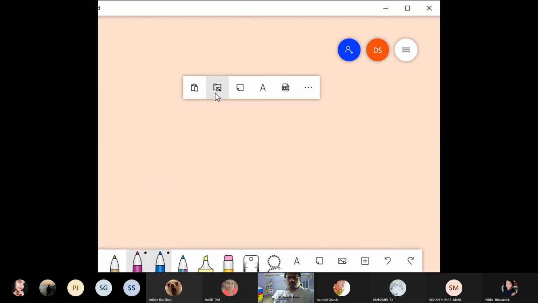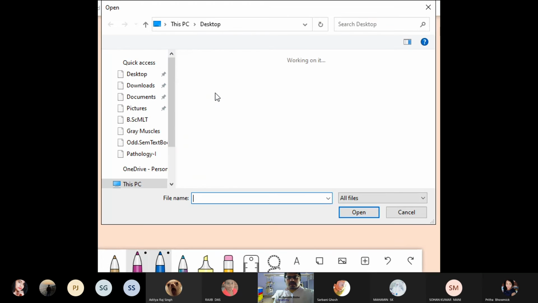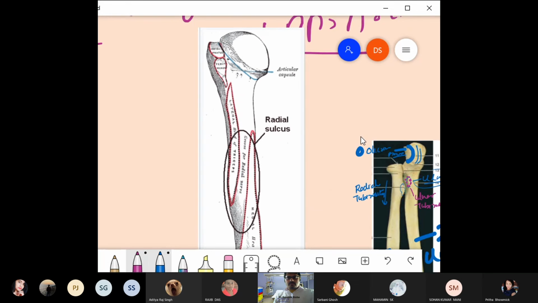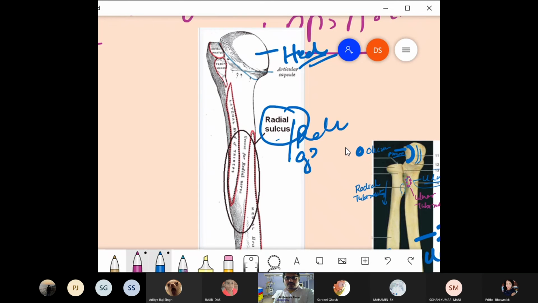Only a part of the humerus I am bringing onto the screen, which will have the radial groove very clearly. So this is the top part of the humerus. This is very clearly evident from this head of the humerus. Now in the shaft part, we are having a very shallow groove. This shallow groove is known as the radial groove, or it's also termed as the radial sulcus as it's written. So radial groove and radial sulcus are the same thing. Clear now?